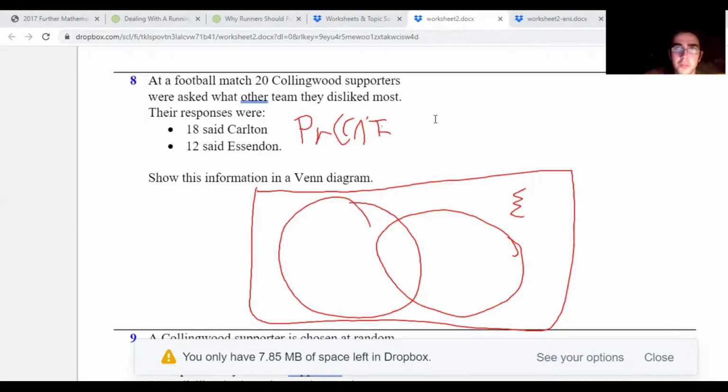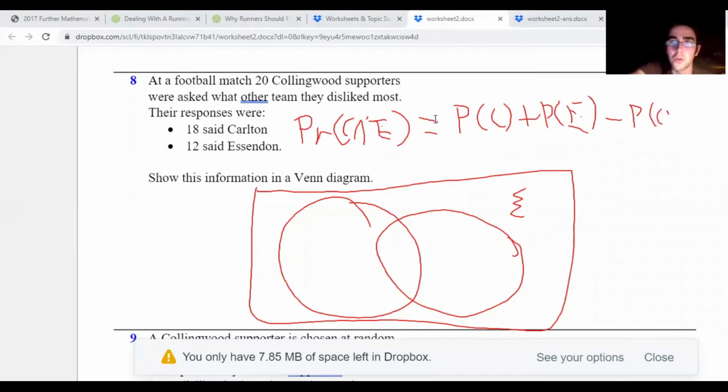So the probability of having both is equal to the probability of Carlton plus the probability of Essendon minus the probability of Carlton or Essendon. It's really important that you can remember this formula, because once we've got that, we'll be able to answer this question pretty easily. Now, the probability of Carlton is going to be 18 over 20, because there's a total of 20 people surveyed. The probability of Essendon will be 12 over 20.